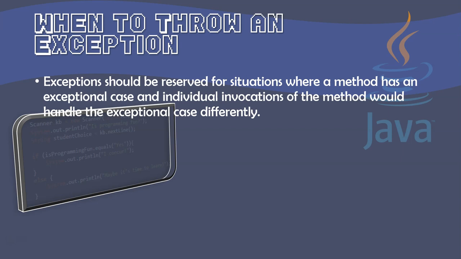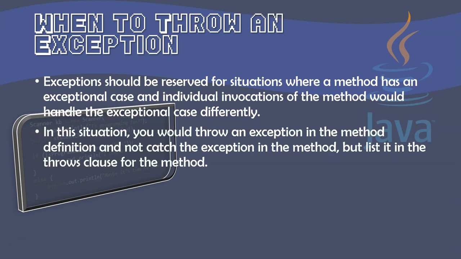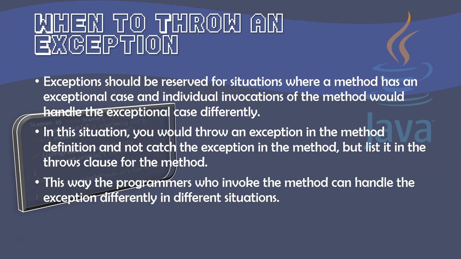Exceptions should be reserved for situations where a method has an exceptional case, and individual invocation of the method would handle the exceptional case differently. In the situation we looked at, you could throw an exception in the method definition, not catch the exception in that method, but list it in the throws clause for that method. This way, the programs who invoke the method can handle the exception differently in different situations.